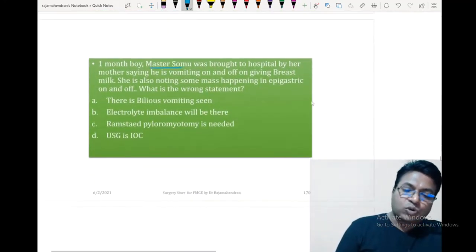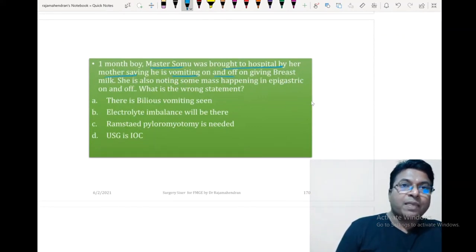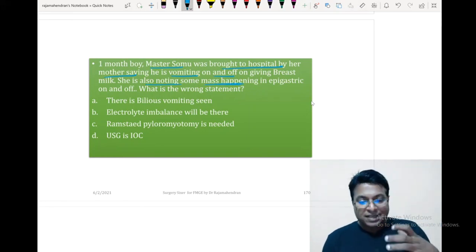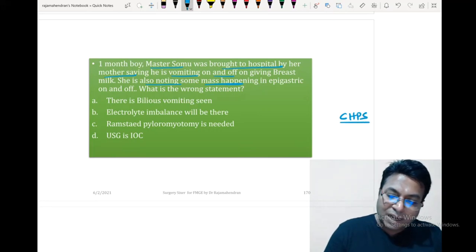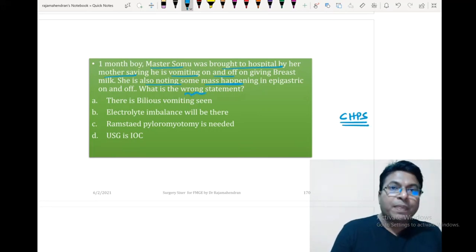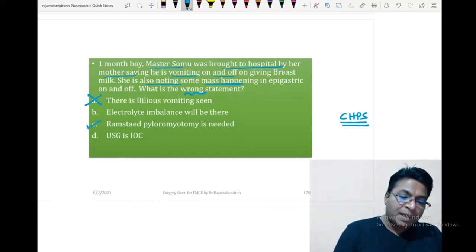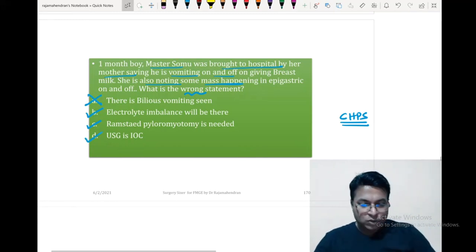A 1 month old boy, Master Somu, was brought to hospital by his mother, saying he is vomiting on and off after breast milk. She is also noting some mass in the epigastric region. So what is this? It's a case of congenital hypertrophic pyloric stenosis. What is wrong? Bilious vomiting is wrong; non-bilious vomiting will be there. Ramstedt's pyloromyotomy is needed. Electrolyte imbalance will be there. Ultrasound is the investigation of choice. So answer is A.